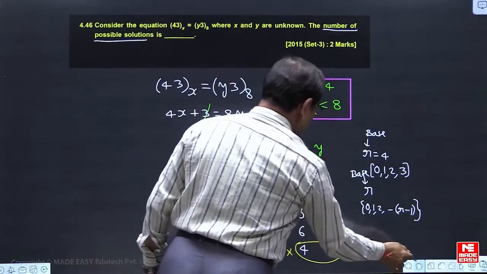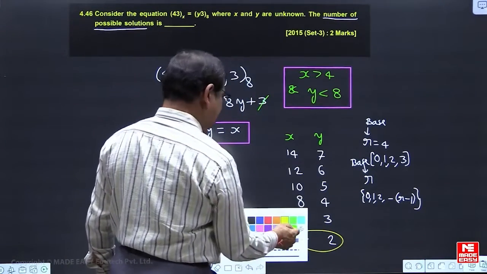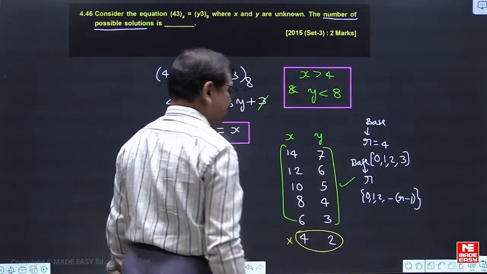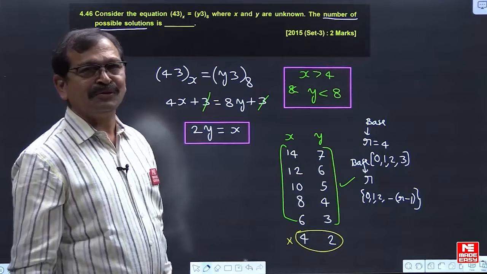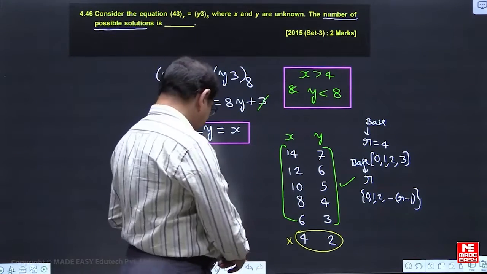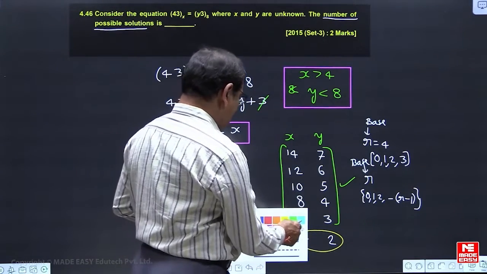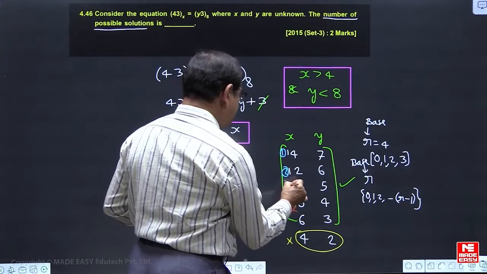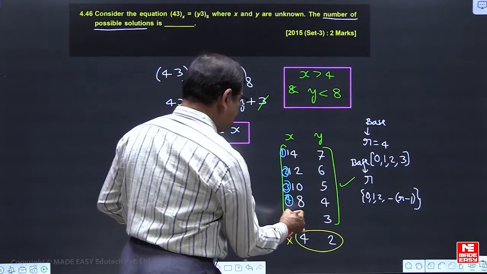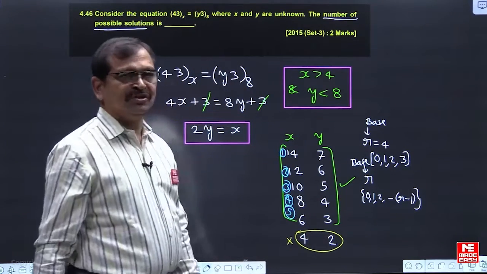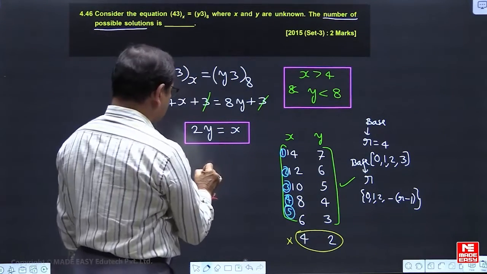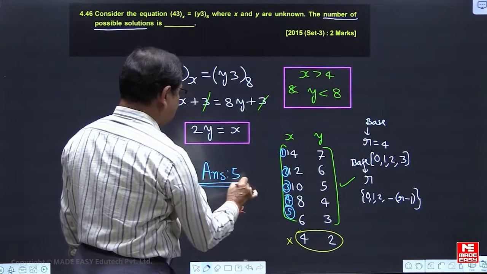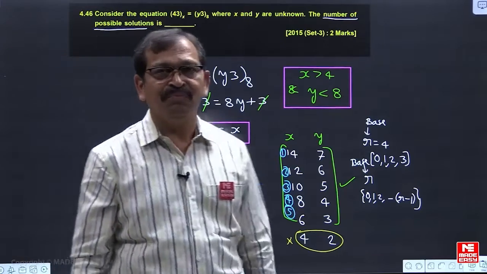But if you look at the other possibilities, these are coming to be the possible solutions. So how many possible solutions do we have now? We count the number of possible solutions. Our possible solutions are 1, 2, 3, 4, 5. So the number of possible solutions is 5. So the answer to this numerical question is 5.